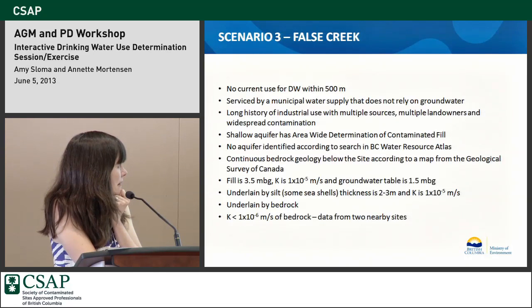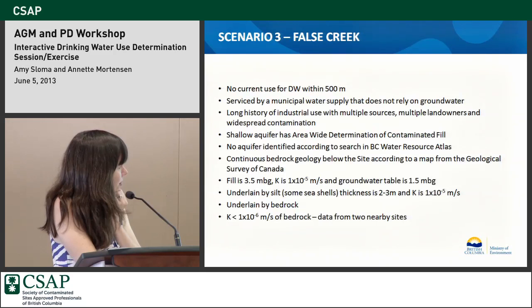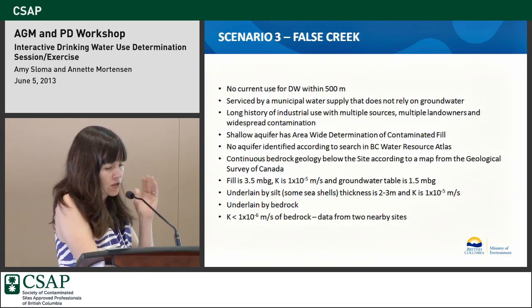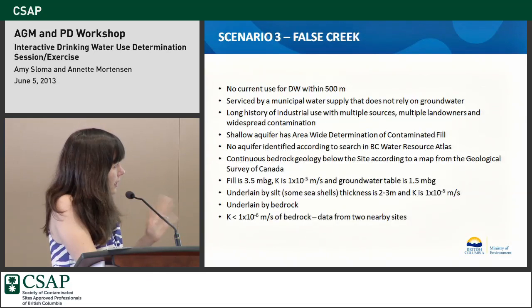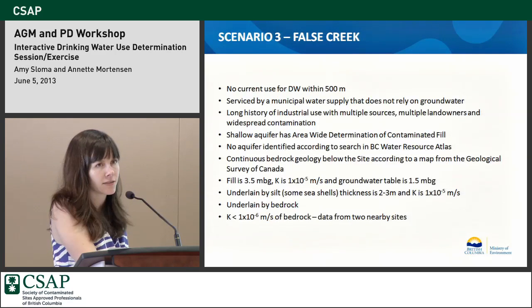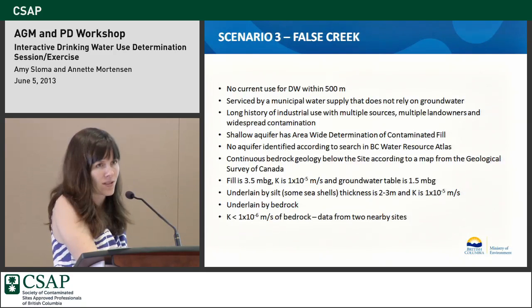Then you've got the silt layer. According to just a TG6 evaluation here, it's 2 to 3 meters thick. So that's not less than 2 meters. So just going through TG6 on its own, that would probably qualify as an aquifer. And then it's underlain by bedrock. But you don't actually have data for that bedrock. So does drinking water apply?